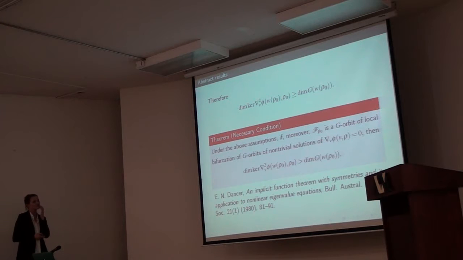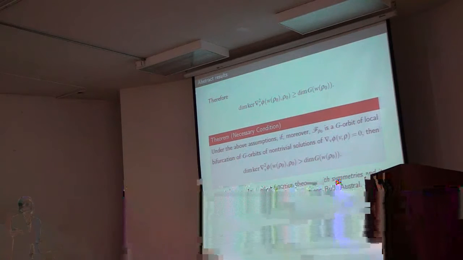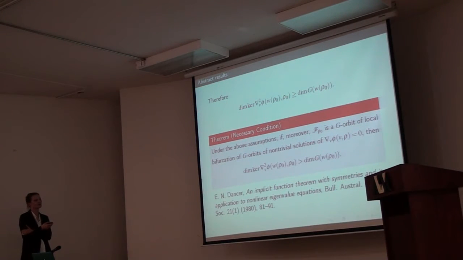And for the necessary condition, we have that if an orbit is an orbit of local bifurcation, the strict inequality must be true. And then we call the orbit non-degenerate in this case, and in the other case, degenerate. And this theorem can be proved using the implicit function theorem, but with symmetries. We know the implicit function theorem, but this one is with symmetries. And this theorem was proved by Dancer in 1980.